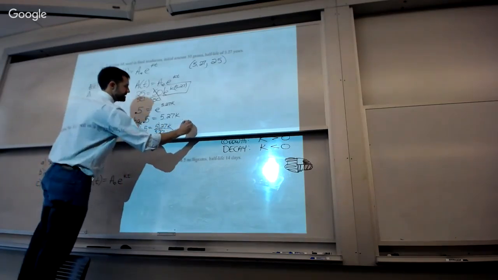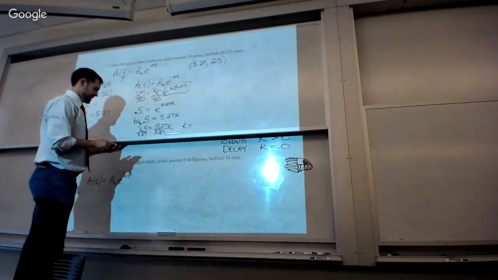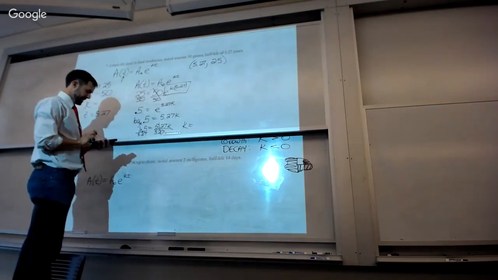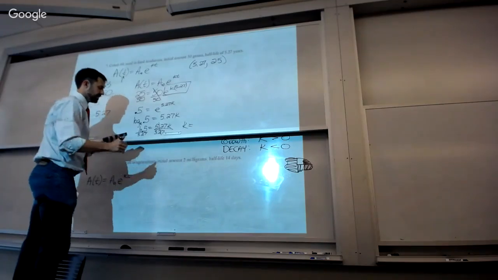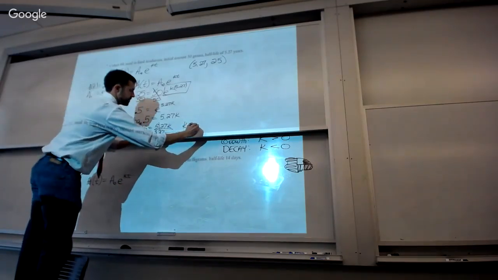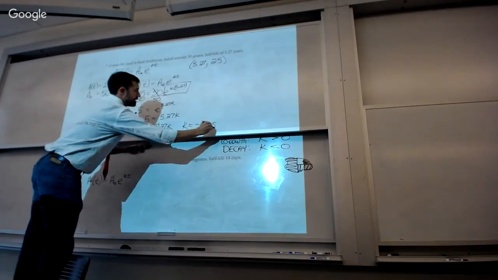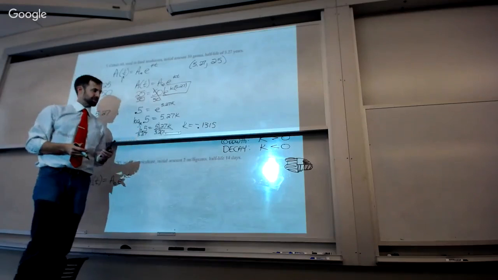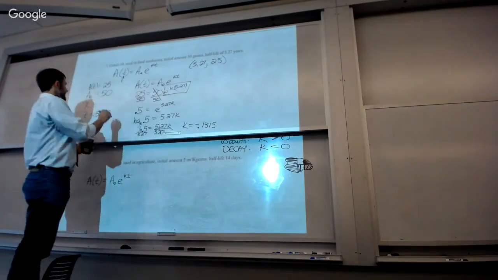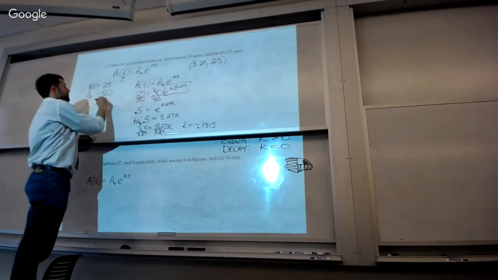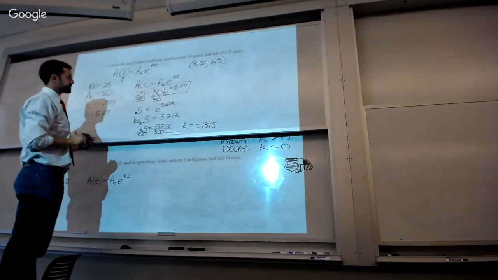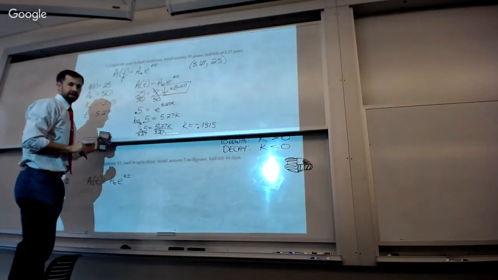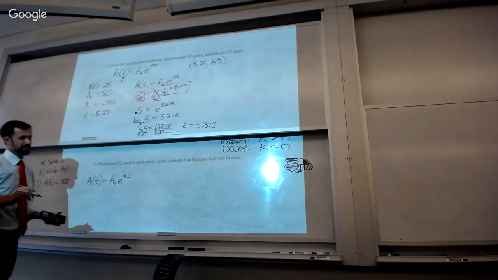So k is equal to natural log of 0.5 divided by 5.27, and it's negative 0.1315. Remember, we're expecting a negative k value because this is a decay situation. All right, so k is negative 0.1315. Okay, there we go, we solved for k. The next thing we would do is just write down our function.